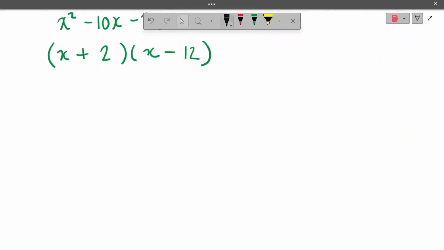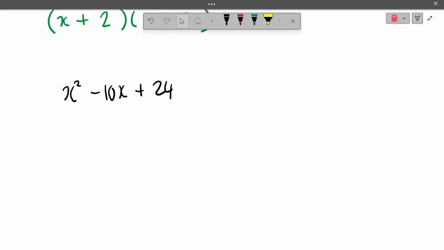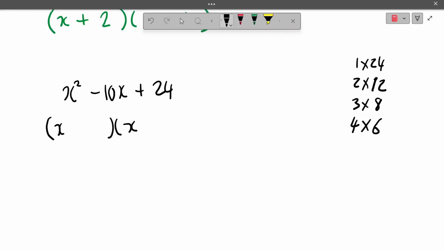And we might as well go crazy and have x squared minus 10x plus 24. So let's write the factors of 24. So you've got 1 times 24, 2 times 12, 3 times 8, and 4 times 6. We're going to have our brackets like so. But this time we need to think about how do I multiply to make a positive? So a positive 24 is what we're multiplying, but I'm adding to make a negative.